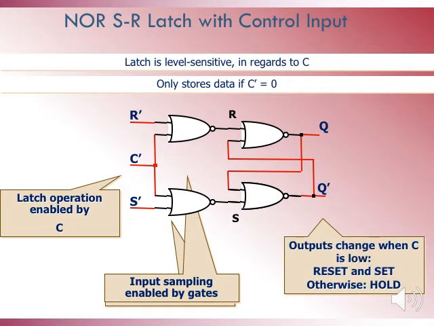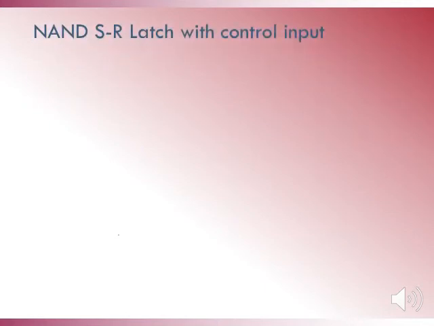Those outputs will change only when C is low. That means we are getting at the output of the latch set condition, reset condition or otherwise hold condition only when C is 0. Now we see the modified NAND SR latch with control input.